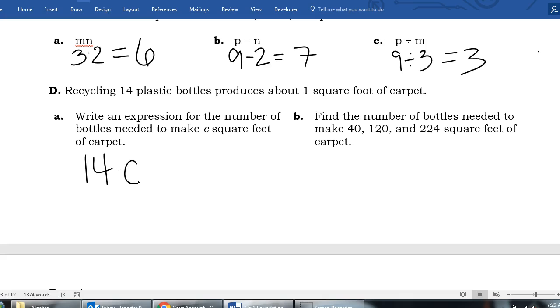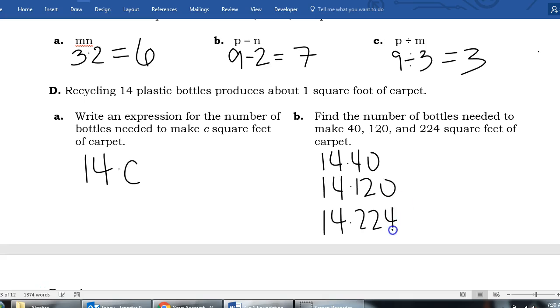Letter B, find the number of bottles needed to make 40, 120, and 224 square feet of carpet. So we're going to do this kind of like the last example. We'd be substituting the values in for the variable. So I'm going to get 3 separate answers here, but I would do 14 times 40 for the first. I would do 14 times 120 for the second, and 14 times 224 for the third. I'll leave it up to you to find how many bottles would be required to make each of those measurements.